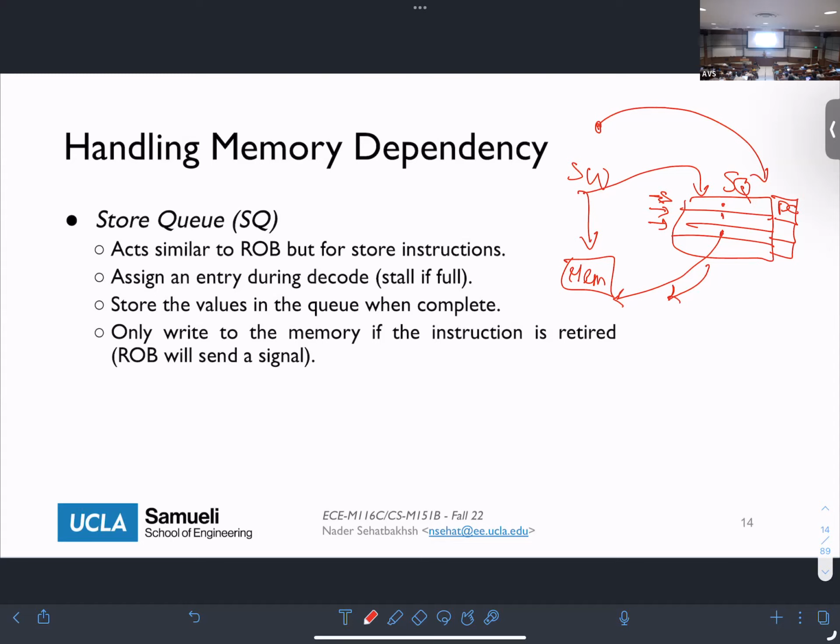So I'm adding an intermediate stage into writing to the memory by writing to my store queue first, and then whenever the instruction gets retired, I'm going to write it into the memory, okay? And this way, we are fixing the issue of writes after writes, because even if you have multiple writes after each other, the writes actually happen in order into our memory, right? Is there any question here?